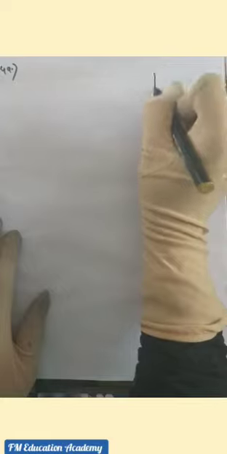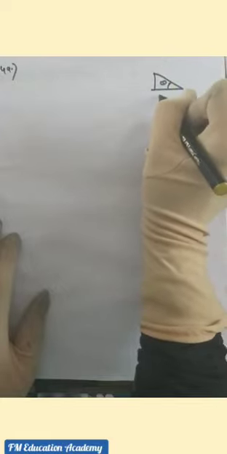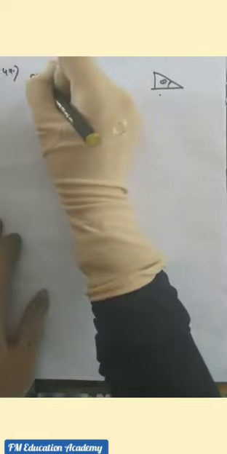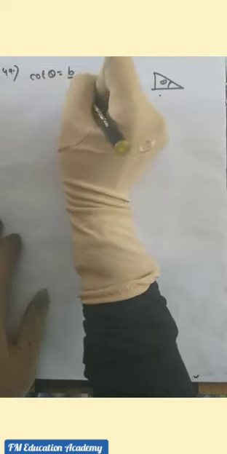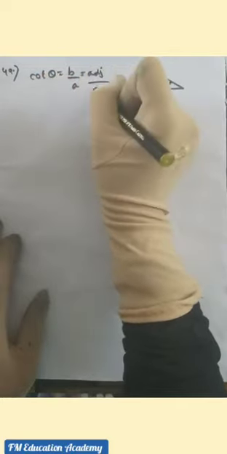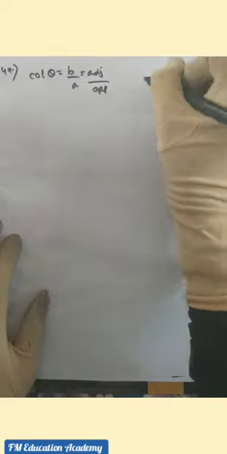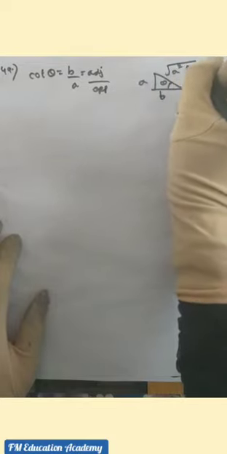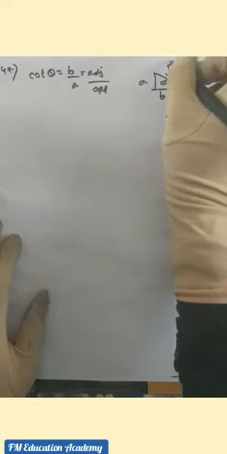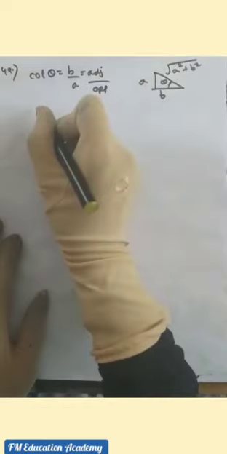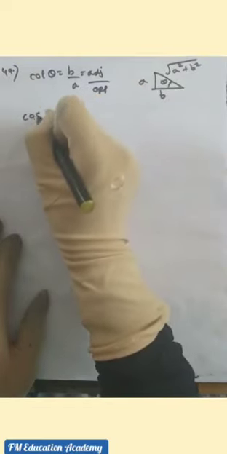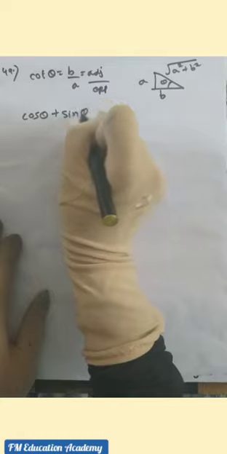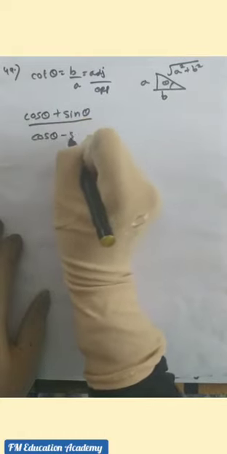So let us suppose this is our triangle. This is theta. Cot theta is given as b by a, that is equal to adjacent side by opposite side. So b by a, and by Pythagoras theorem, if you find out, you'll get the hypotenuse as root of a square plus b square. Okay, so now what do we need? We need the value of (cos theta plus sin theta) by (cos theta minus sin theta).